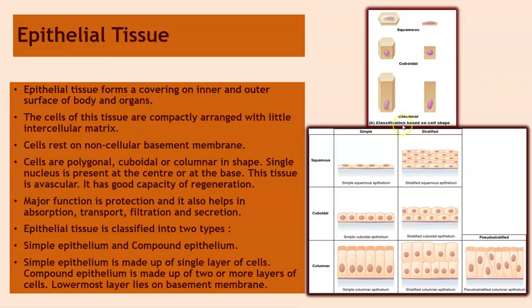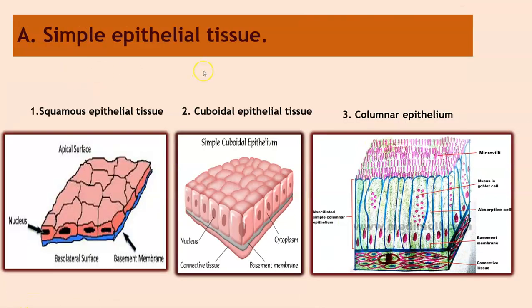Whereas when we come to the compound epithelium, you can see that you have the basement membrane, you have a layer of cells over which you have multiple layers of cells. Only the first layer of cells is in contact with the basement membrane. So this is a simple epithelium and this is a compound epithelium. Now let us see the different types of simple epithelial tissues and try to understand their location and their functions. The first type is the squamous epithelial tissue.